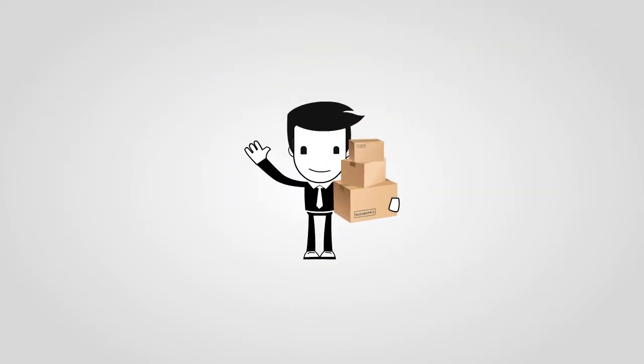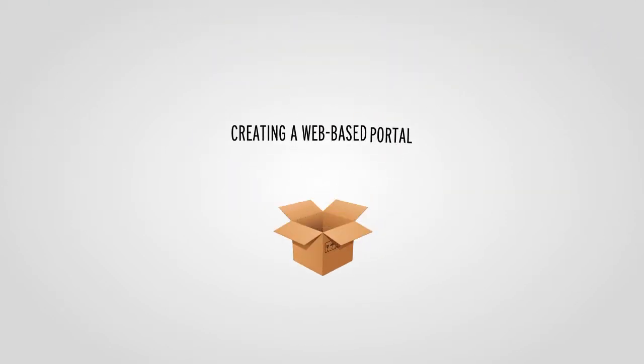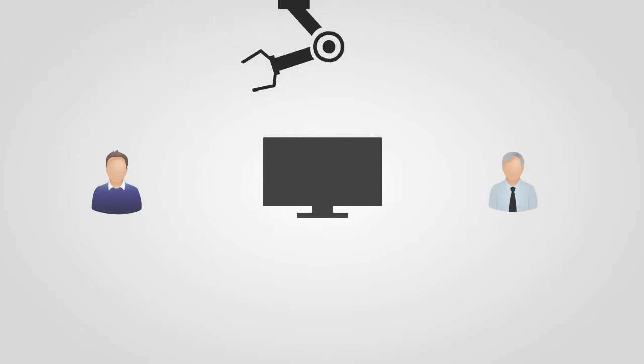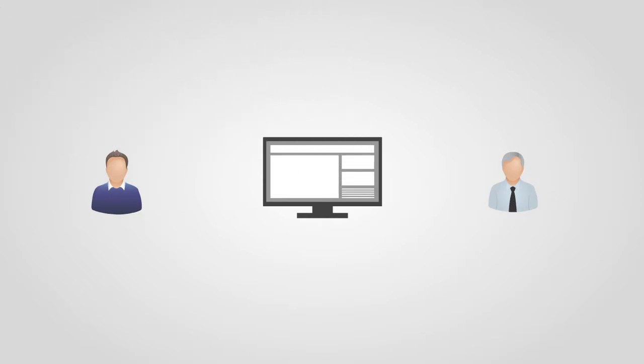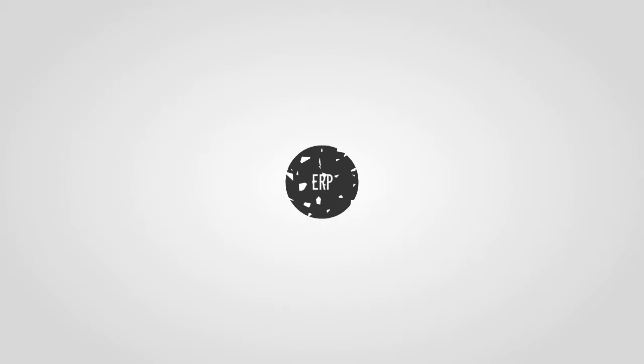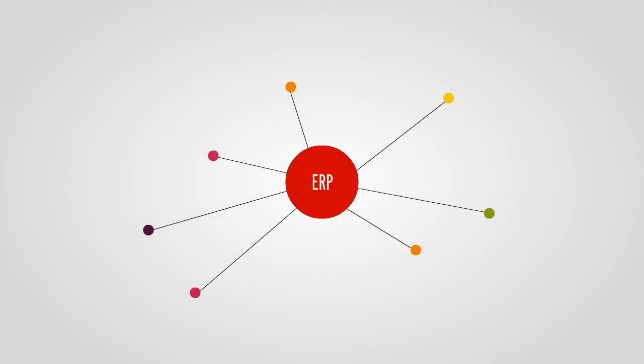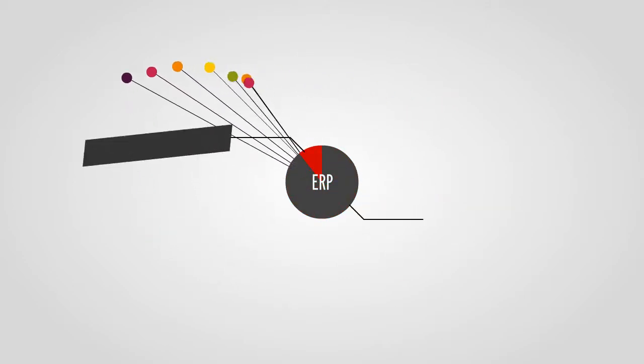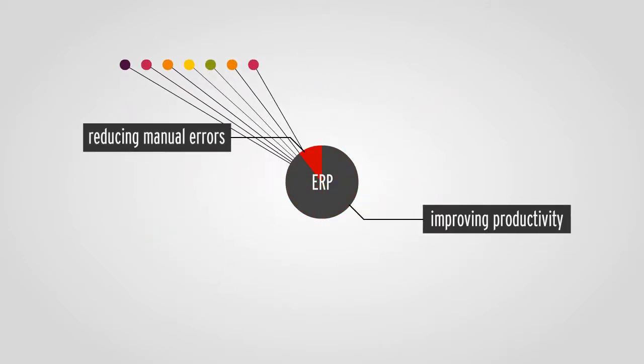Datamatics helped the client overcome the challenges, where the portal reduced the lack of visibility by using standard templates. It created transparency between channel partners and the client by providing real-time status updates. Integration with the client's ERP helped to overcome the problem of multiple standalone systems by reducing manual errors and improving productivity.